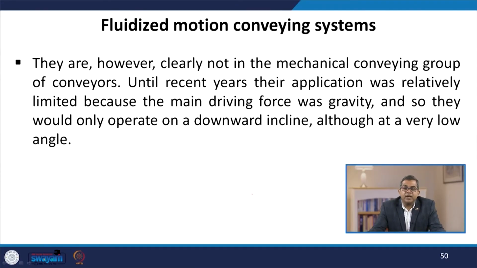The categorization of the fluidized motion conveying system always represents a problem. They are not generally recognized as a pneumatic conveying system because they only use very low positive pressure air. The material does not flow through a pipeline, and they have been limited to flow down gradual inclinations only. They are, however, clearly not in the mechanical conveying group of conveyors. Until recent years, their application was relatively limited because the main driving force was gravity, and so they would only operate on a downward inclination at a very low angle.